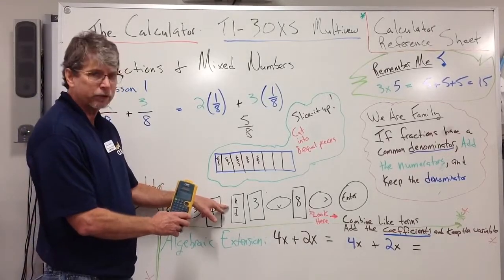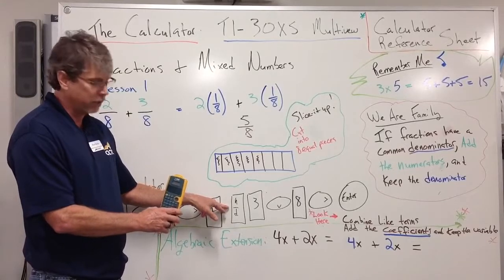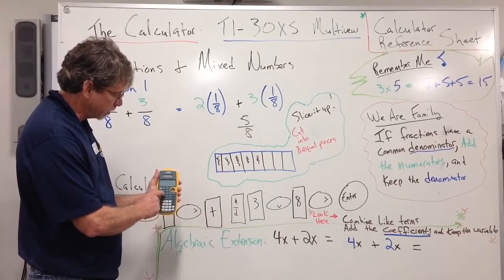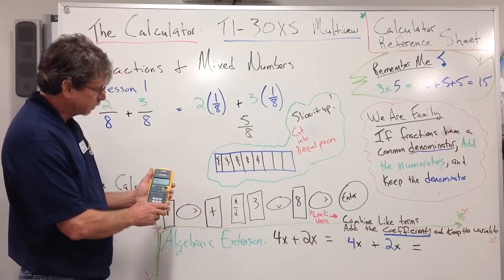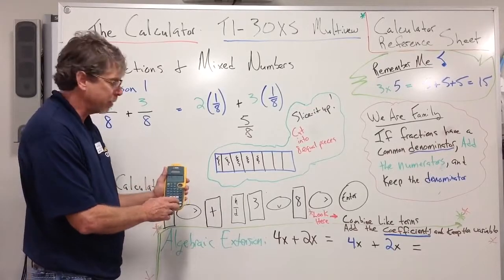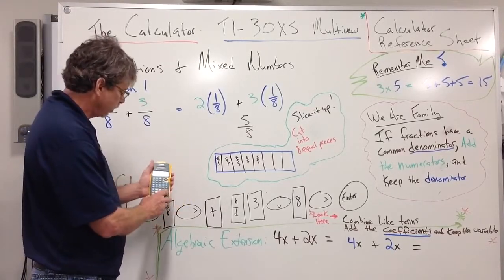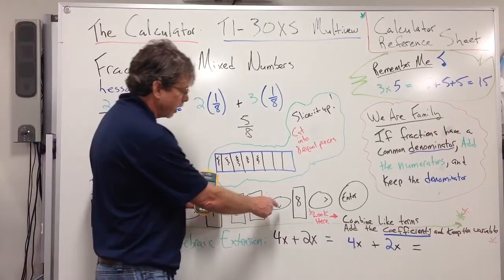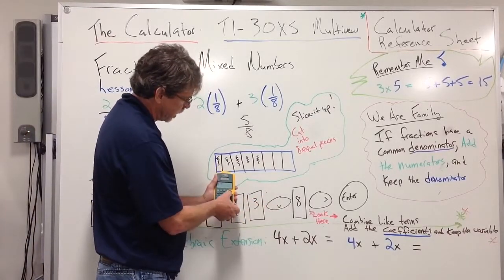I need to make my next fraction, so again I have to hit the N over D button. So go back and find the N over D button and hit it. It creates the format for the numerator and the denominator. I then enter the numerator, but to get to the denominator I have to hit the down arrow. So I hit the down arrow.